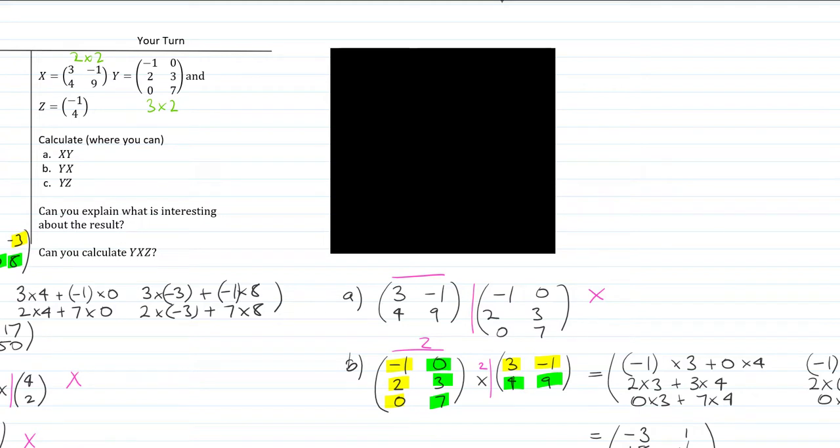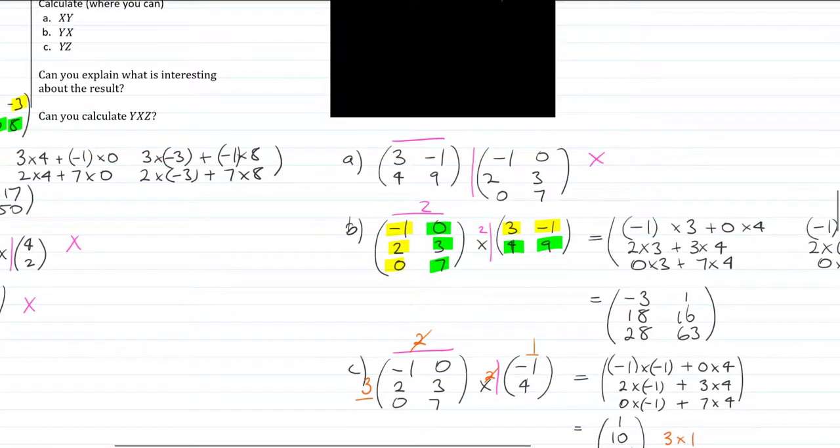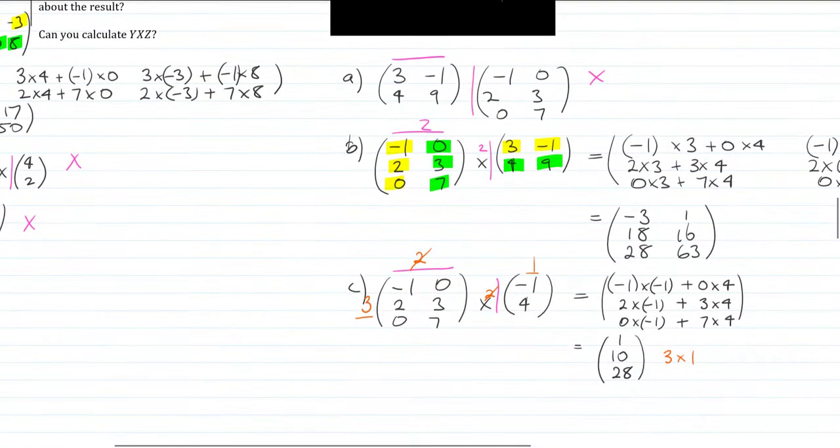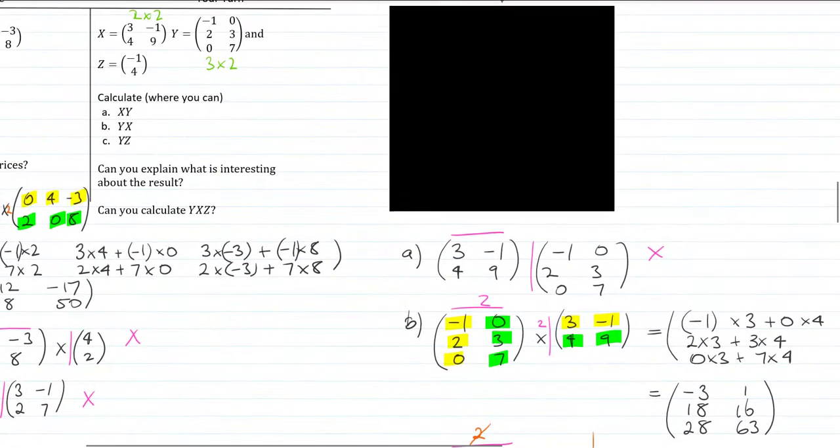Can you explain what is interesting about the result? Well, I think this was geared towards me leading you in class towards this idea that I've just spoken about. 3 times 1 is the resultant thing. I've got a summary of this lower down, but it's interesting that you can calculate what the resultant matrix will look like.